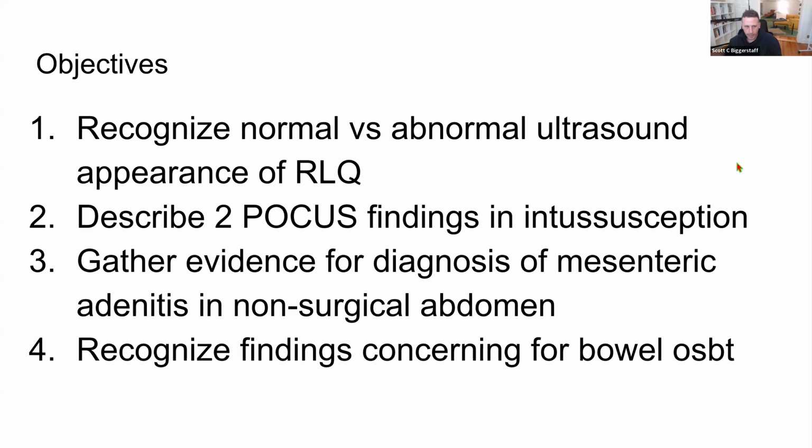So here are our objectives, just keeping it short. We're going to recognize normal versus abnormal ultrasound appearance of the right lower quadrant, specifically pertaining to the appendix, and then describe a couple of findings in intussusception, and then gather evidence for diagnosis of mesenteric adenitis, which is a diagnosis of exclusion typically in a child with a non-surgical abdomen, and then recognize some findings concerning for bowel obstruction.